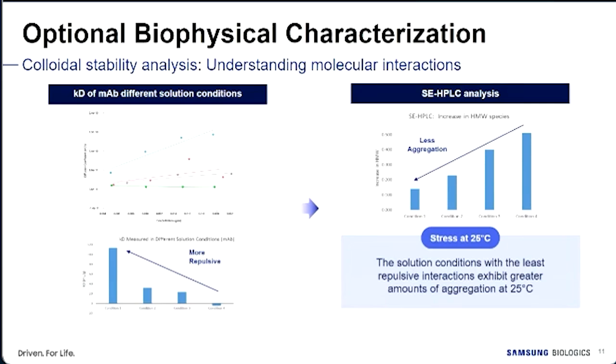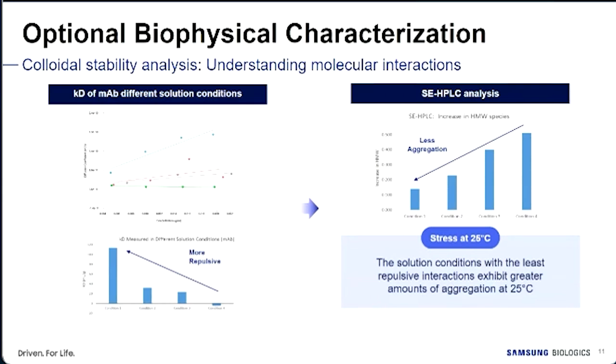Here is one example of the optional biophysical characterization. On the left side, you can see various colors on the graph for diffusion coefficient. If the molecule shows a positive KD, which corresponds to the sky blue line, the molecules repel each other. If the molecule shows a negative KD, which corresponds to the light green, the molecules are attracted to each other. So that means the molecules are more likely to aggregate during PD or stability study period.